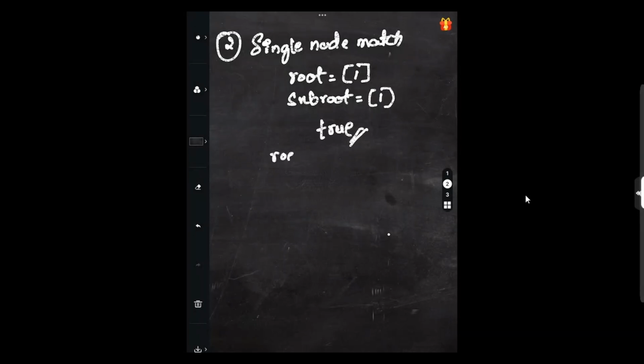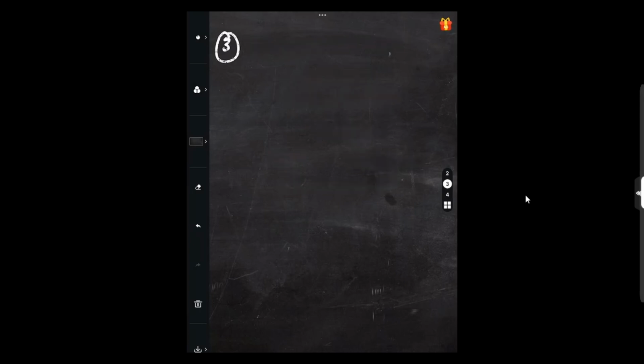Because in the root we have only one element, and in the subroot also we have only one element. So this matches, right? So the output is true here. This is the single node match condition. Let's move on with the third edge case.